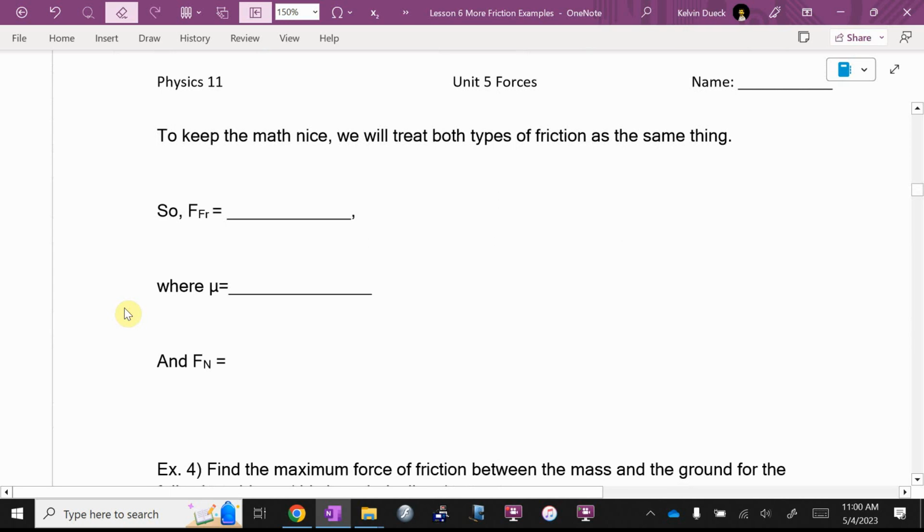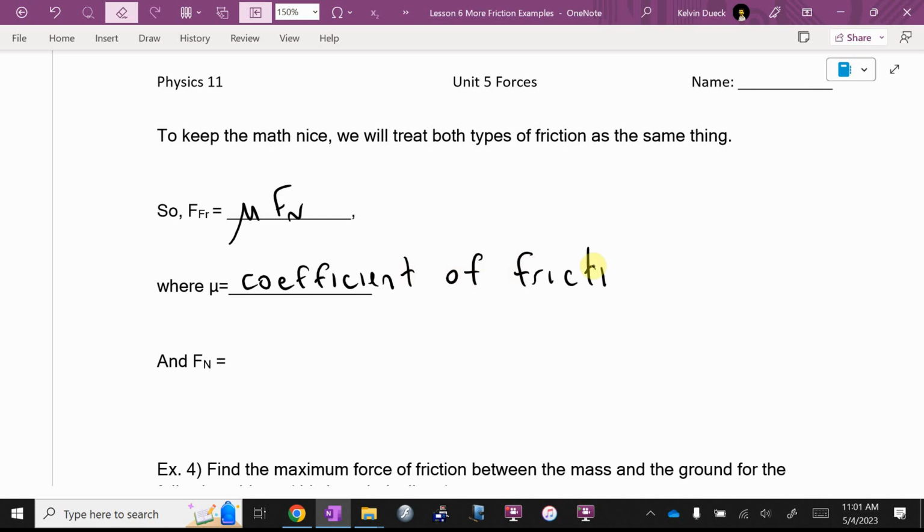So, to keep the math nice, we're going to treat both types of friction as the same thing. So friction is going to be mu times the normal force. I'm not going to distinguish between mu s or mu k. If I give you a coefficient of friction, use it for any situation. We're good. So where mu is the coefficient of friction, no units.